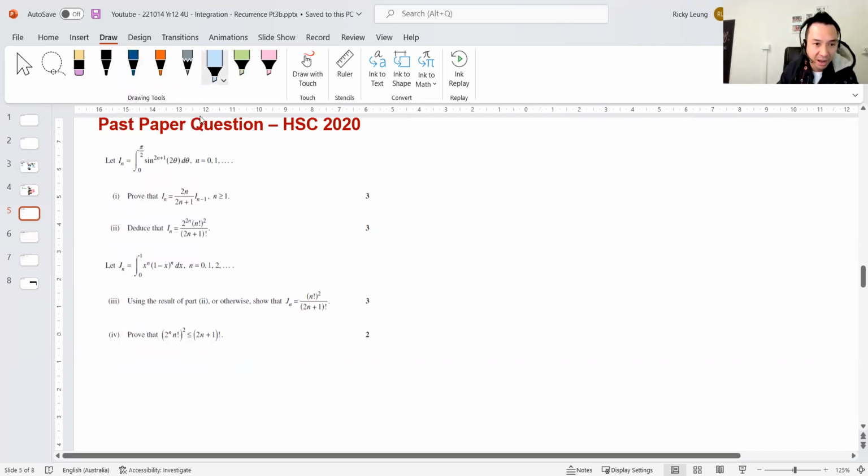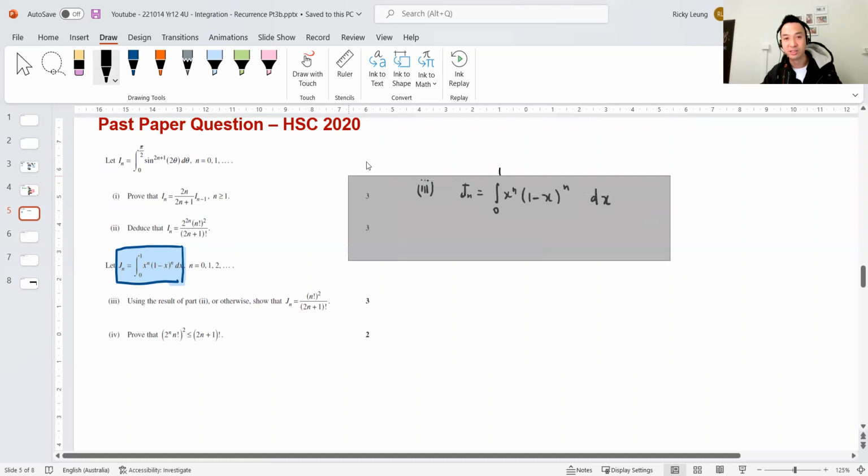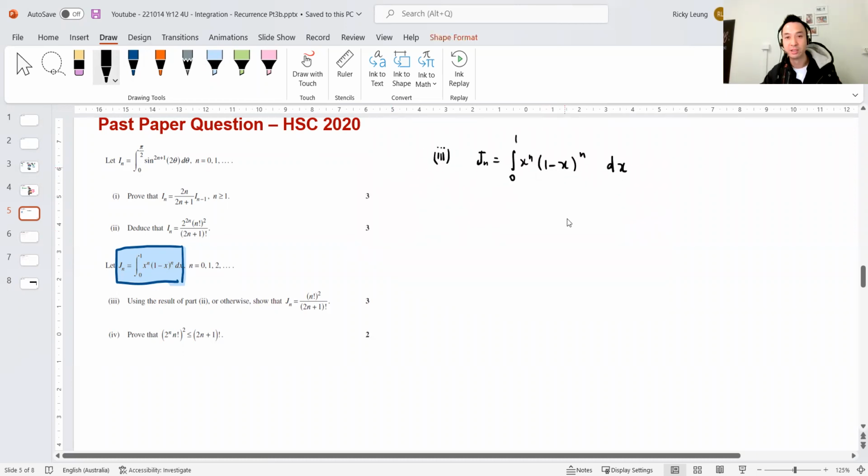Now, for the next one, I have this, right? Guys, how do I link that with what I had before? Feels like I'm going to strategically sub, right? So using part 2, show that. Okay, cool. So for part 3, the first question is if Jn equals the integral from 0 to 1 of x^n (1 minus x)^n dx. All right. I need to strategically substitute something into x to make it work.